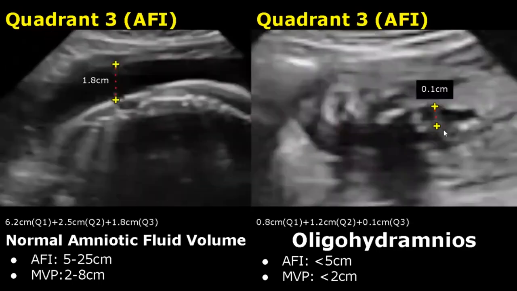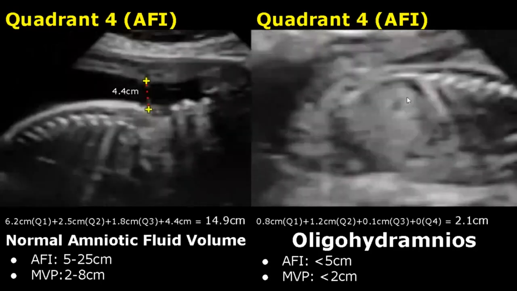In the third quadrant, the measurement is 1.8 centimeters. We can see a decent amount of amniotic fluid. Whereas in case of oligohydramnios, we see very little amount of fluid, with the third quadrant measurement being only 0.1 centimeters.